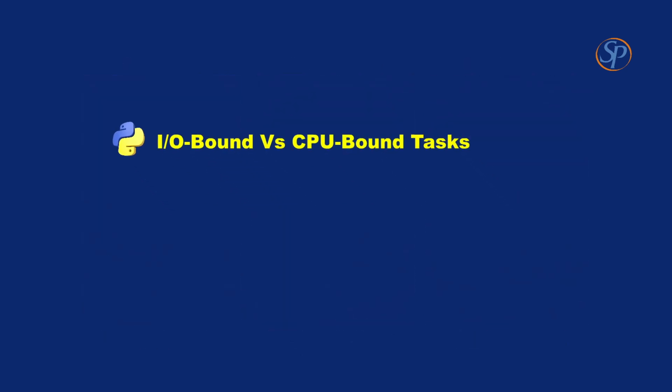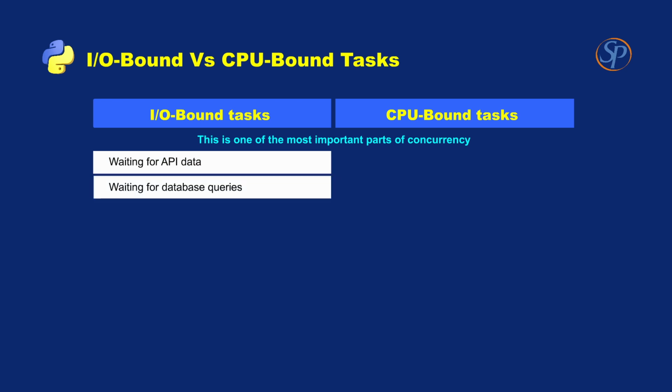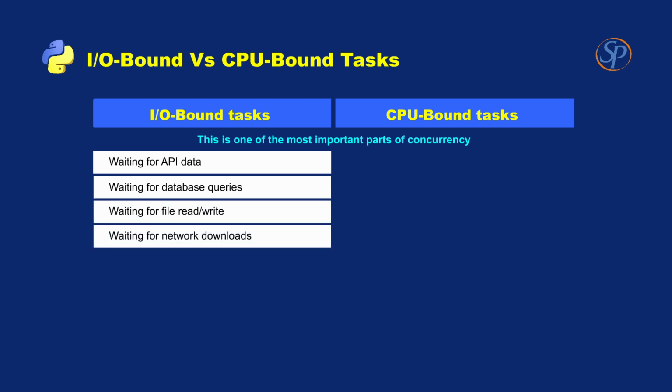Input-output bound versus CPU bound tasks. This is one of the most important parts of concurrency. Input-output bound tasks. These involve waiting for external resources: waiting for API data, waiting for database queries, waiting for file read or write, waiting for network downloads. The actual CPU does very little, mostly waiting.